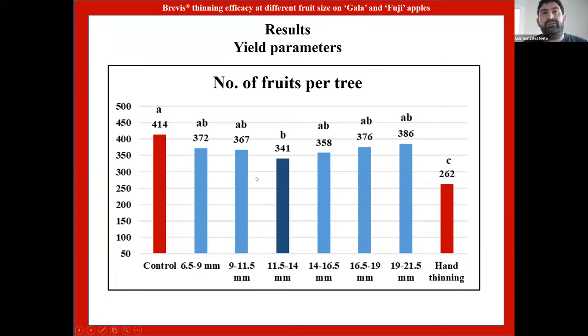Okay, this is the result, the average of all the trials. And you can see the maximum efficiency of Metamitron is in the range between 11.5 millimeters and 14 millimeters. This is the maximum efficiency of Metamitron. But you can see there are trends: when the fruit diameter increases from 6.5 millimeters, the efficiency increases. When it arrives at the maximum efficiency moment, after this period, the efficiency decreases. Okay, I want to say that in this trial, we only sprayed a single spray of Metamitron and hand thinning was necessary to arrive at the ideal crop load.